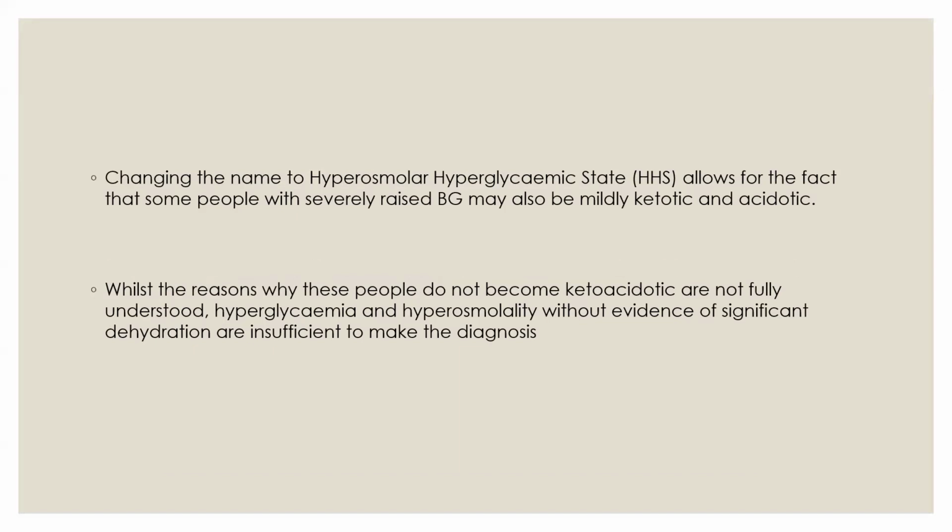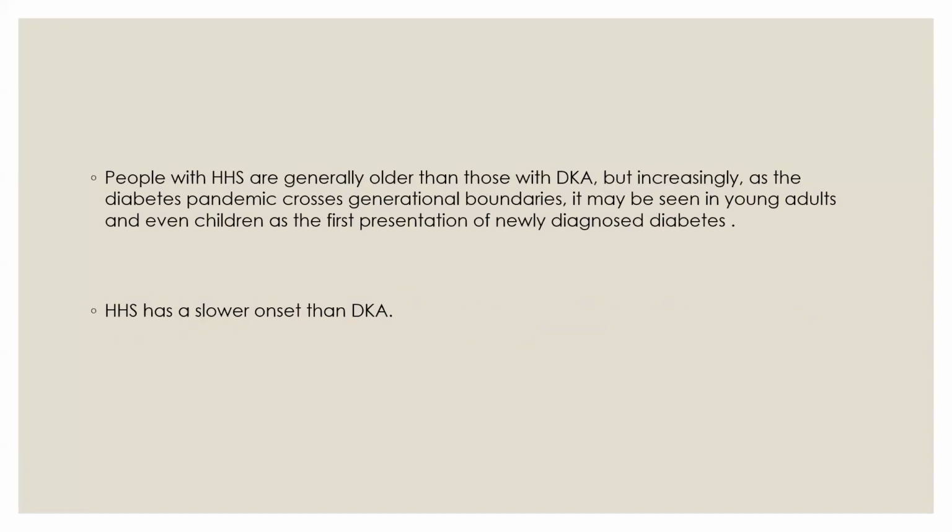hyperosmolar hyperglycemic state allows for the fact that some people with severely raised blood glucose may be mildly ketotic and acidotic. The reasons why these people do not become ketoacidotic are not fully understood. The hyperglycemia and hyperosmolality without evidence of significant dehydration are insufficient to make the diagnosis.